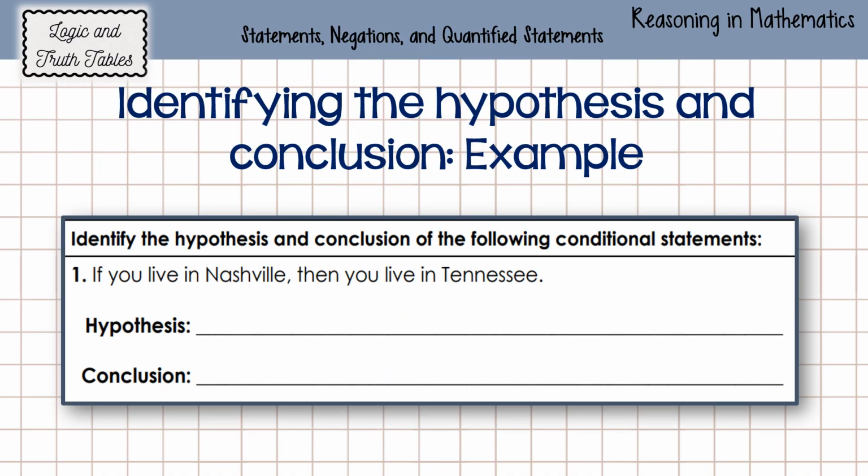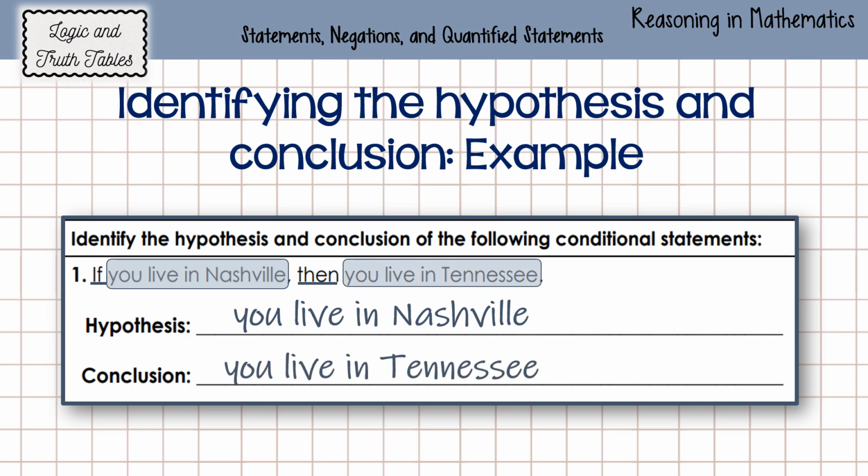Identifying the hypothesis and conclusion, here's an example. If you live in Nashville, then you live in Tennessee. Hypothesis: if is our red flag that the hypothesis is coming next. It's not part of it. So you live in Nashville is the hypothesis. Then is the red flag that the conclusion is coming after it. It's not part of it. You live in Tennessee is the conclusion.